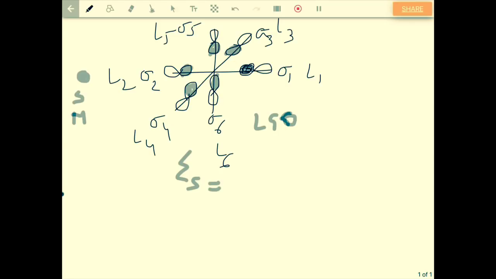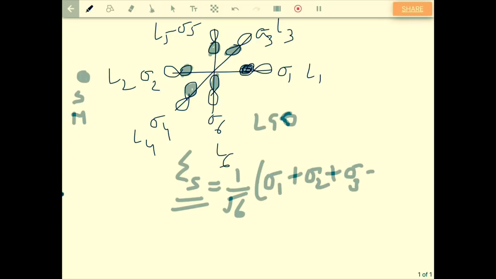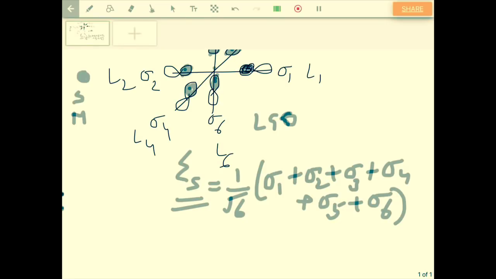We can define the normalized wave function of this LGO: sigma s is equal to 1 upon root 6 times sigma 1 plus sigma 2 plus sigma 3 plus sigma 4 plus sigma 5 plus sigma 6. If we consider the positive parts to be pointed towards the metal atom, all the positive parts are towards the metal center. So this will form a bonding molecular orbital, and it can also combine with the s orbital in an anti-bonding fashion.